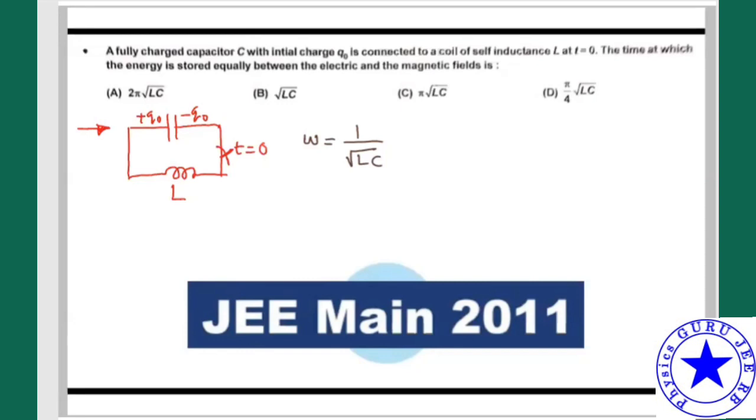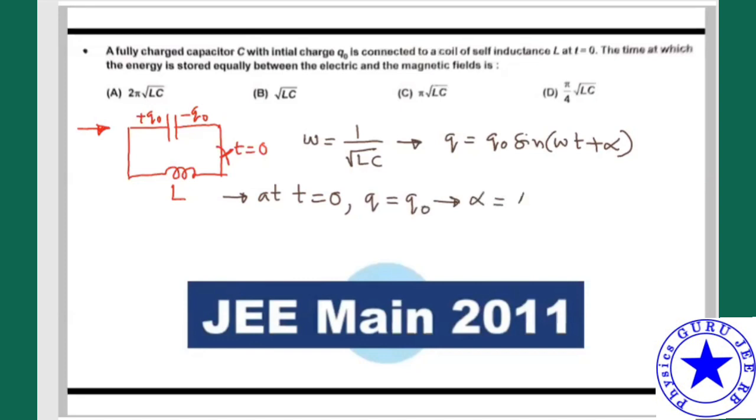So the charge on the capacitor as a function of time can be given as q equals q naught into sine of omega t plus alpha. Next, at t equal to 0, q becomes q naught, and alpha becomes pi by 2, right? So at that condition, what happens now?